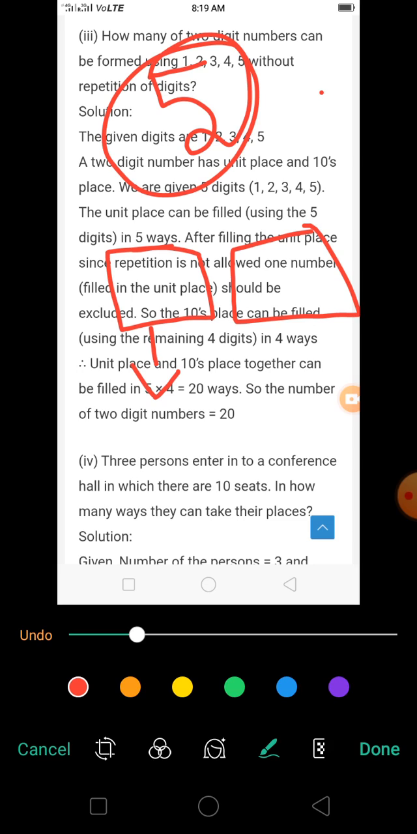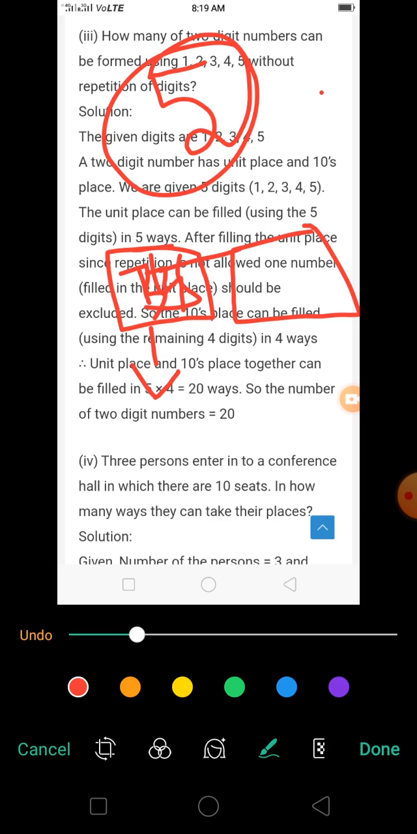How many possible ways can you put a number in the first box? How many numbers are there? 5 numbers are there, so I can fill the first box in 5 possible ways. Either I put 1 or 2 or 3 or 4 or 5. So 5 possible ways are there.